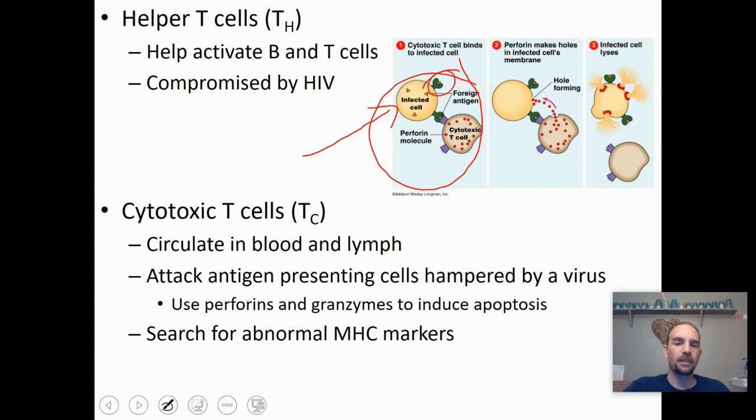And the cytotoxic T cell will actually link up to that and cause the cell to kill itself or go through apoptosis. And it uses the same things as natural killer cells. Perforins cut it open, and those granzymes will actually cause the cell to die. So natural killer cells look for that MHC class 1 that's not there usually. And what cytotoxic T cells are going to look for is abnormal MHC markers, meaning they have the antigen pretty much sticking off of them, and that cytotoxic T cell will come and destroy it.